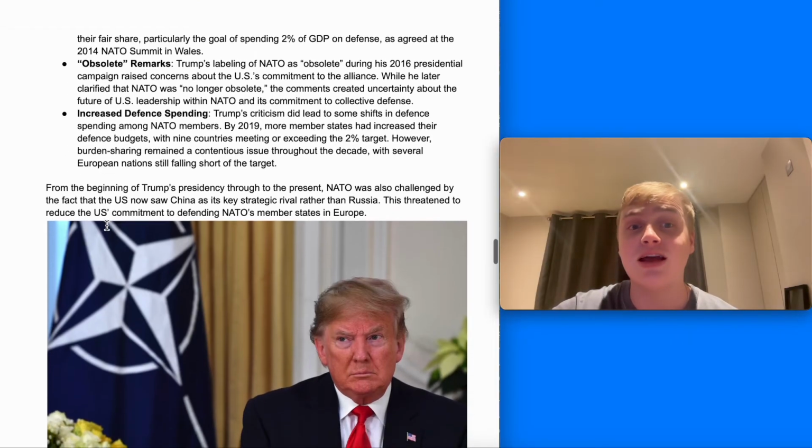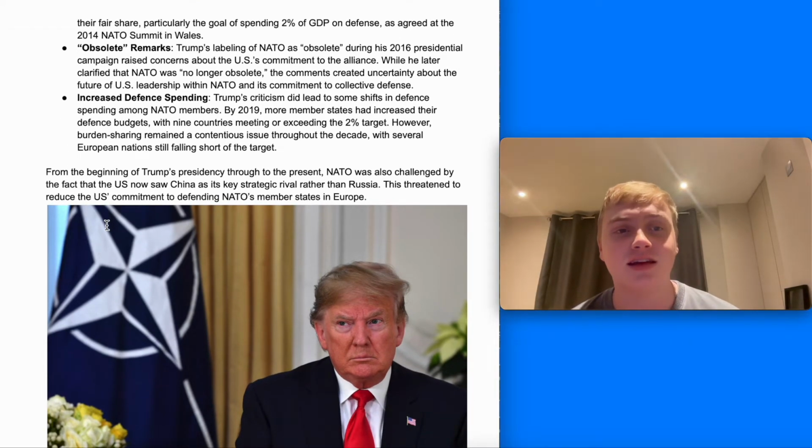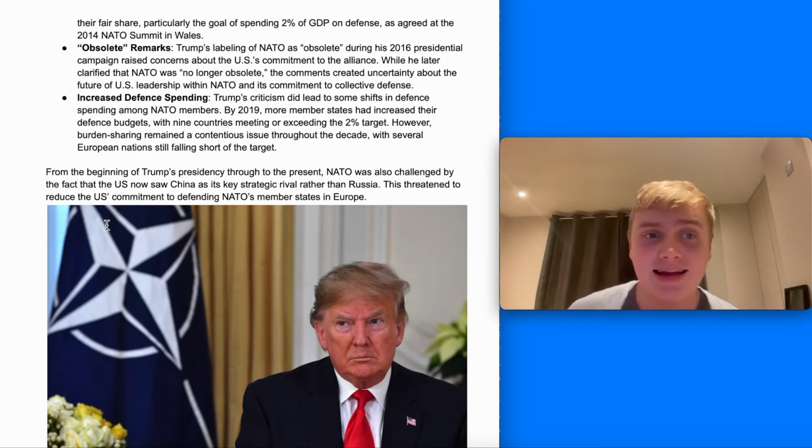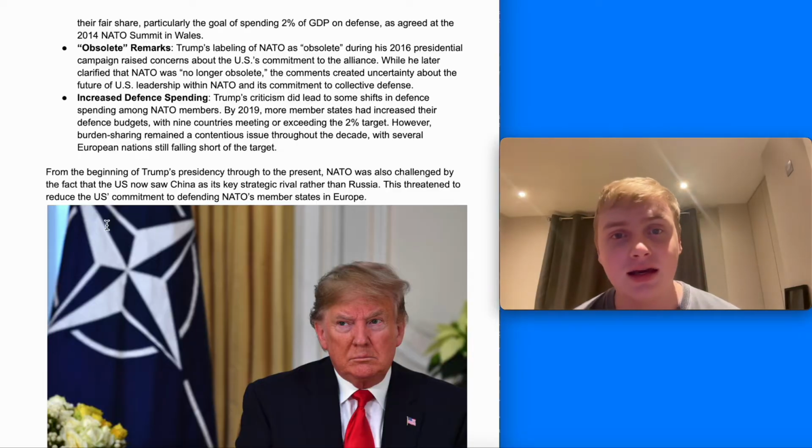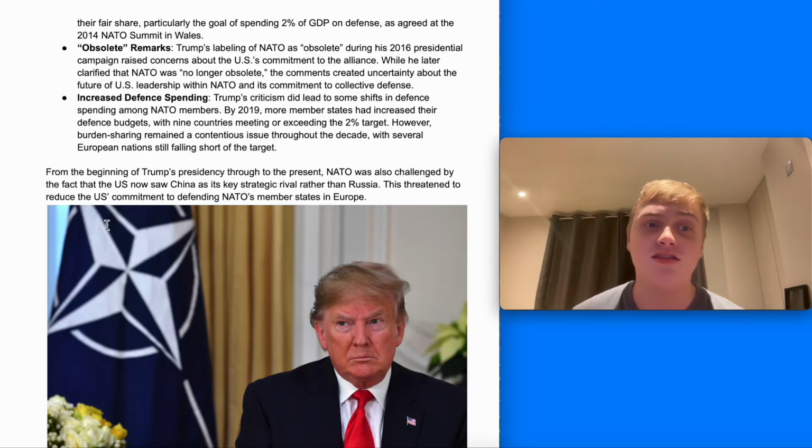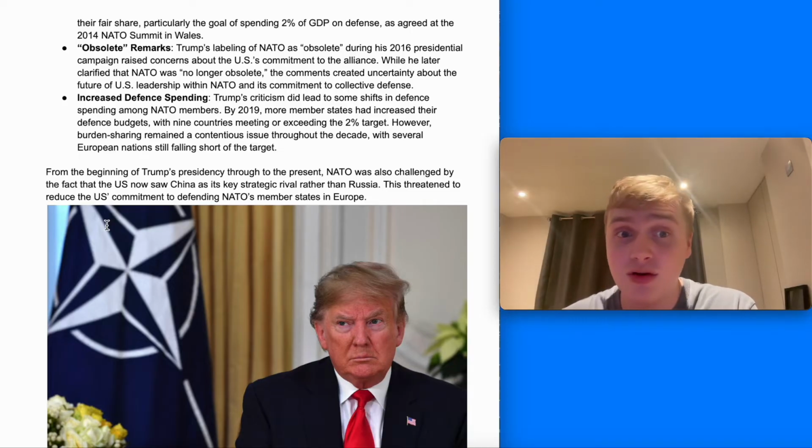Trump also labelled NATO as obsolete during his 2016 presidential campaign, raising real concerns in Western Europe about the US commitment to the alliance. He did later clarify NATO was no longer obsolete, but it really has created uncertainty about the future of US leadership within NATO, particularly as he now has a second term.